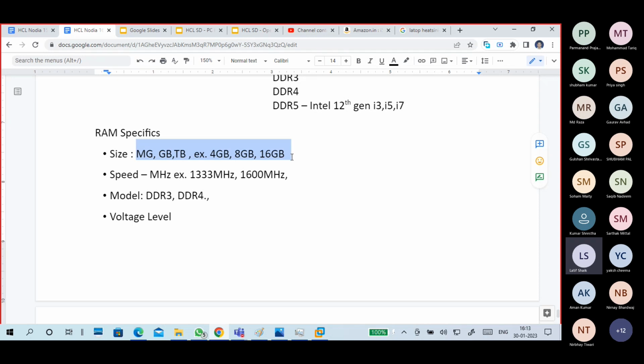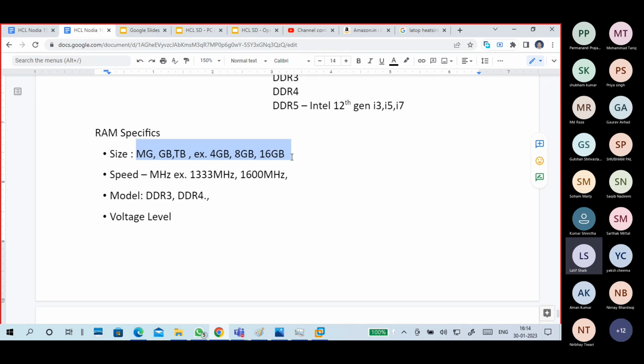Next, the speed of a RAM. I already told you about the FSB of a CPU; the speed of a RAM or RAM model should be suitable. Different speeds of RAM are there, and different models of RAM. Guys, remember, one model cannot fit with another model. For example, my laptop is a DDR3 model. If you try to insert DDR4 into my laptop, it cannot fit. So you have to follow the model rule also.